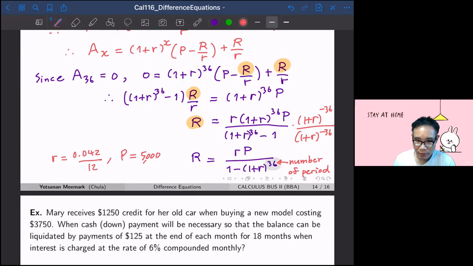I think I made a mistake. It's going to be negative 36. I forgot the negative sign, the important one.